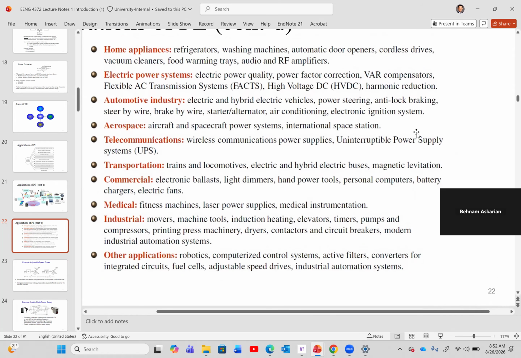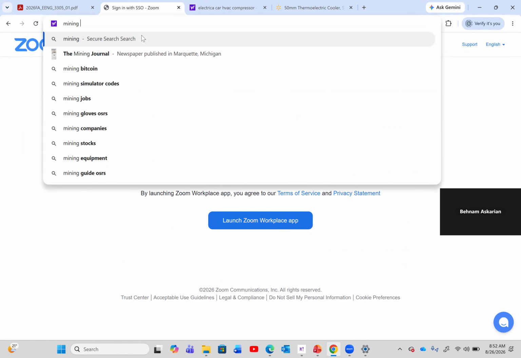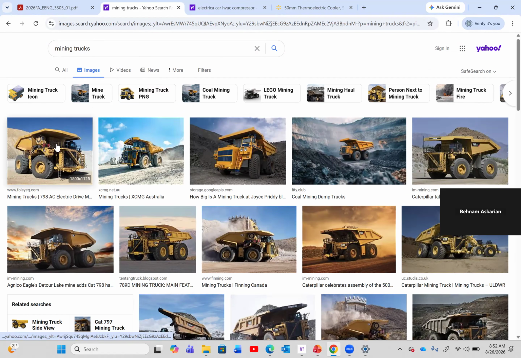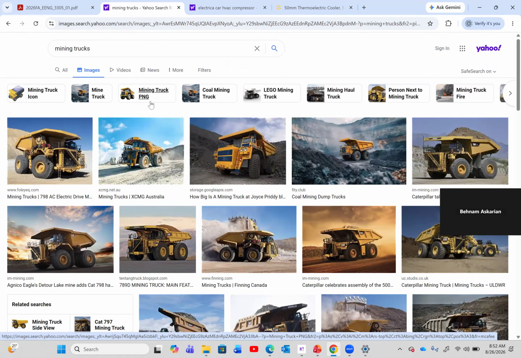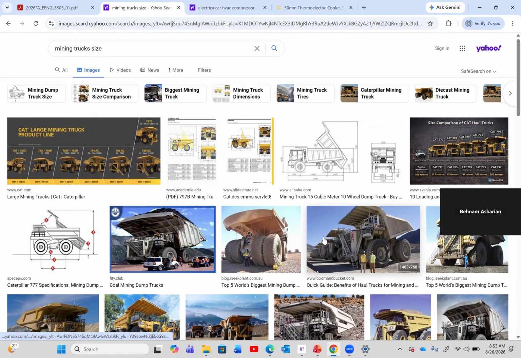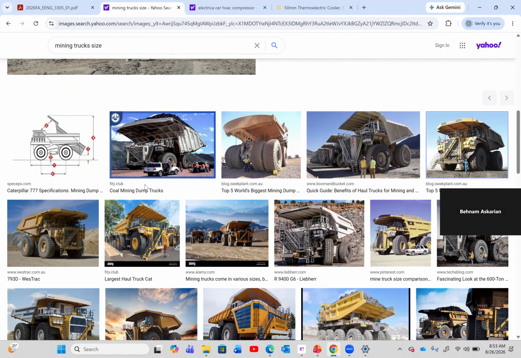Next one is transportation, locomotive. We have electric and hybrid electric buses, magnetic levitation as well. One thing that I usually like to show the students is mining trucks. You've already seen these, and have you seen how enormous they are? They are massive. This is a good comparison of how massive it is compared to someone sitting close to it, okay?